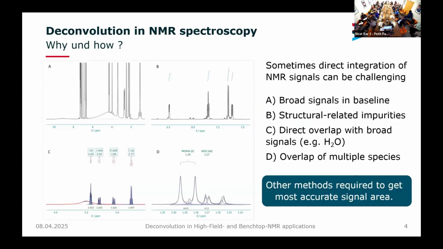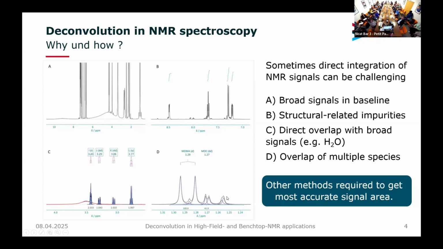So you can use deconvolution in different cases. I just took some examples. First, you might have some broad lines in the baseline, which can come from your signal of interest, but can also be, for example, a water signal that's still in there. You can have structurally related impurities, which is most of the cases we are dealing with here: a high purity substance, but with very structurally related impurities sitting on the edge of the signal that we would need to compensate for in the integration. Or you can have an overlap of two species in the same range of the spectrum.